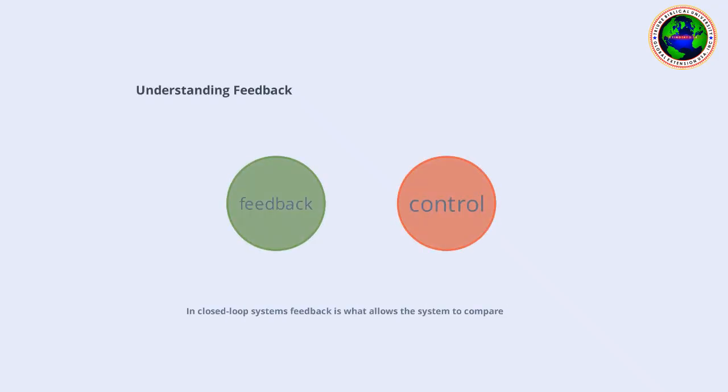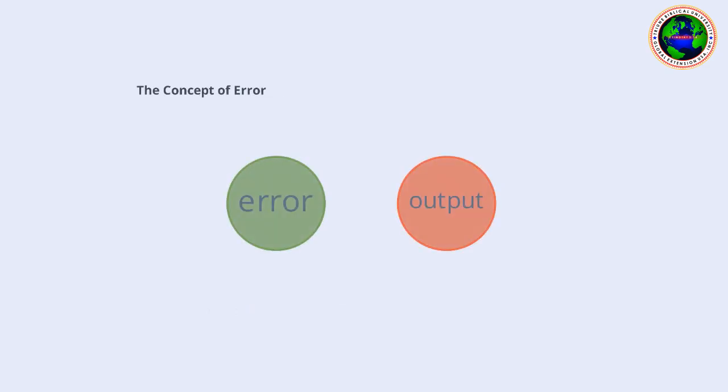In closed-loop systems, feedback is what allows the system to compare actual performance with the desired outcome and make corrections. This concept is central to modern control theory and is used in countless applications, from industrial automation to everyday gadgets. In control systems, error is defined as the difference between the desired output and the actual output. The controller's job is to minimize this error as much as possible. By constantly measuring and adjusting, closed-loop systems can keep the error small, ensuring that the system performs as intended.